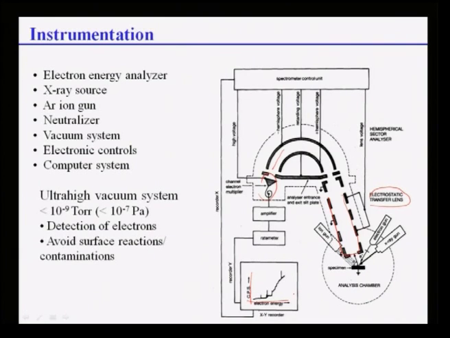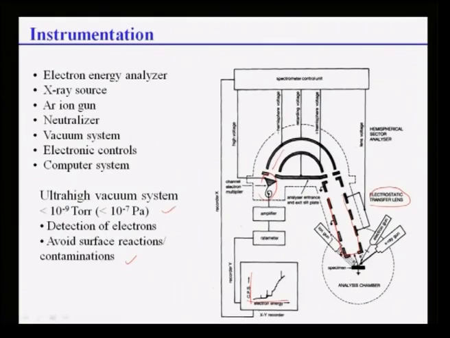Then you have a control unit, and many other things related to it, but this is what is done. Remember, it is done in a very high vacuum system because electrons need to travel through it. The vacuum level should be 10 to the minus 9 torr, and we also need to avoid any surface contamination or surface reactions. That is why the X-ray energies allowed to fall on the samples should be tailored so that no surface reaction or contamination is formed because of the X-rays falling on the sample surface.